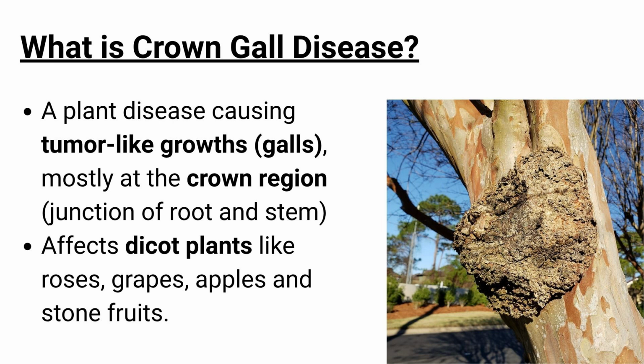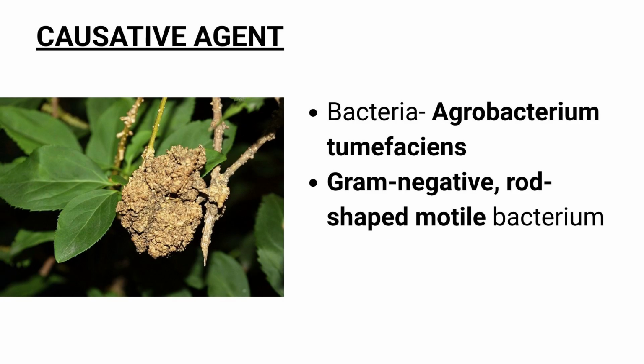The disease affects dicot plants like roses, grapes, apples, and stone fruits. The disease is caused by the bacteria Agrobacterium tumefaciens. It is a gram-negative, rod-shaped motile bacterium.